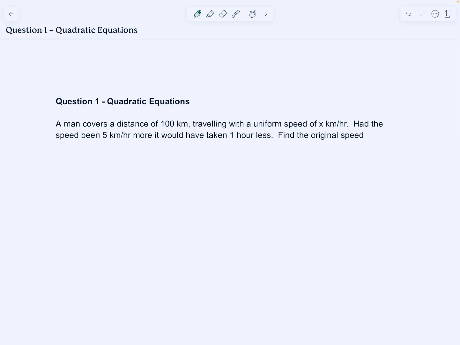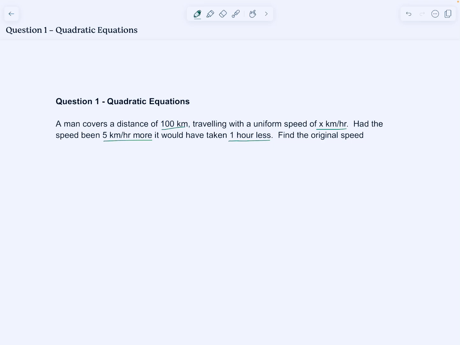The question goes like this. A man covers a distance of 100 km traveling with a uniform speed of x km per hour. Had the speed been 5 km per hour more, it would have taken 1 hour less. Find the original speed. There are two cases in this question.